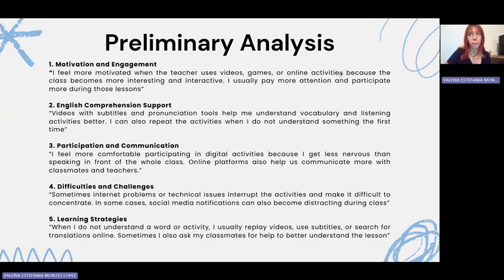In terms of participation, students feel more confident and participative when using digital tools, as I said, and some difficulties were found, such as internet problems, technical issues, and distractions. And for their understanding, students use strategies like subtitles, translation, and rewatching videos, as we can see.